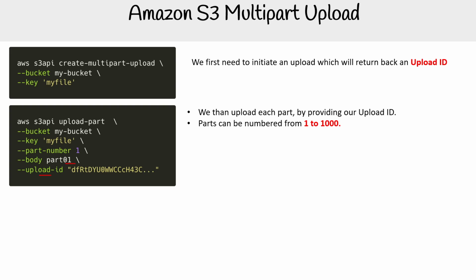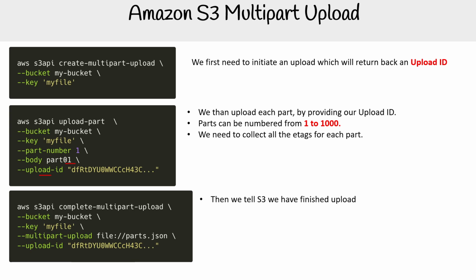One thing I want to note is that parts can be numbered between 1 to 1,000. So, think about how you want to divide it. But if you have a really large file, you're going to be having to subdivide it at 1,000 each. And for later on in the next step, we'll have to collect the ETags, but we'll see what that looks like here in just a moment.